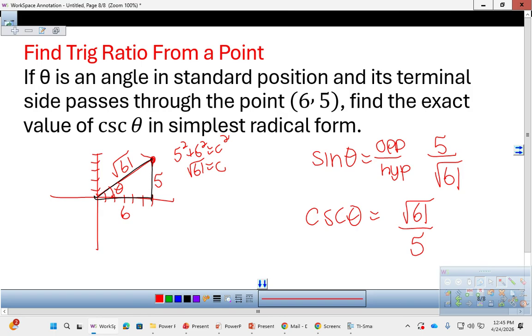And just double checking with my "all students take calculus," everything's positive here. Sine's positive, cosine's positive, and tangent's positive. So I'm not going to put a negative on this fraction. If it was in a different quadrant, I might. So my answer that I'm typing into Delta Math would be root 61 over 5.